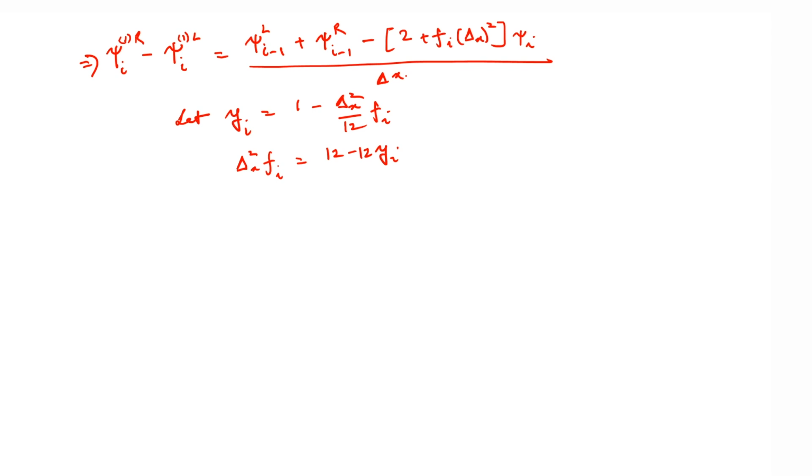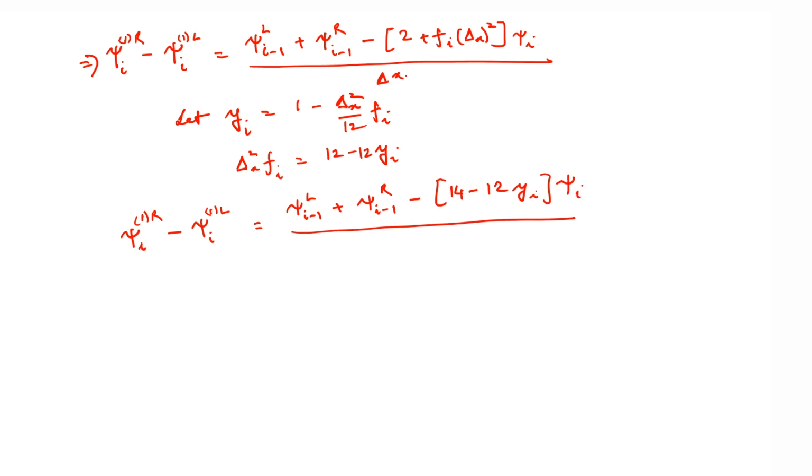So, if I plug this in here, at the end of the day, what I get is the difference between the first derivatives of my inward and outward integration. This is given by psi I minus 1 L plus psi I minus 1 R minus 14 minus 12 y I psi I, divided by delta x.